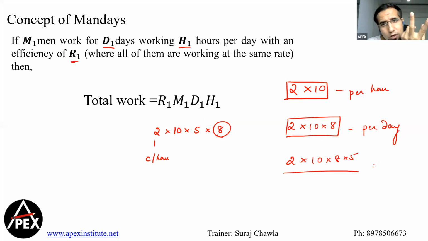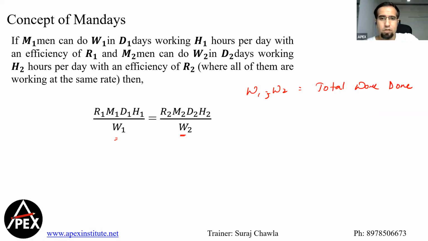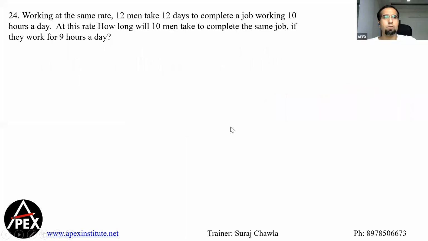Now, taking this forward, when I have two groups, the concept of Man-Day says M1 D1 H1 R1 by W1 is equal to M2 D2 H2 R2 by W2. Now, please remember W1 and W2 are the total work. Is this point clear with all of us, guys? Great. Let's follow this. Can we solve this question, please?